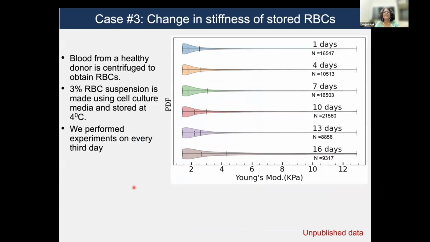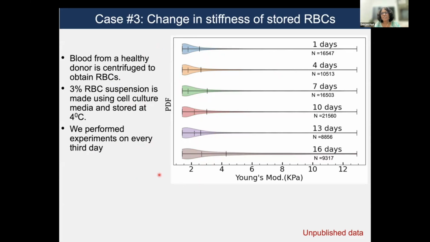Then we started looking at what happens to red blood cells when they are stored. We store blood for up to 42 days for blood transfusion. And so we took blood from a healthy individual and we stored it at 3% at 4 degrees. And every third day we took it out and we measured the stiffness. And as you see here, up to a week, the stiffness doesn't change much. But beyond that, the stiffness starts changing. And at about 2 weeks, it's quite different.